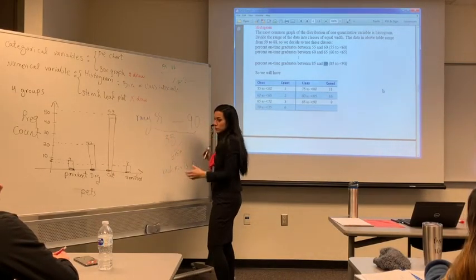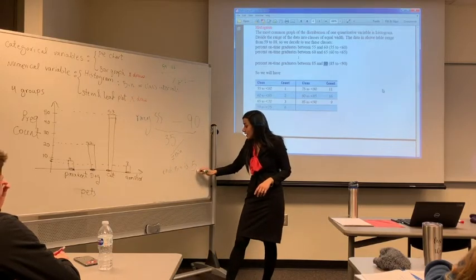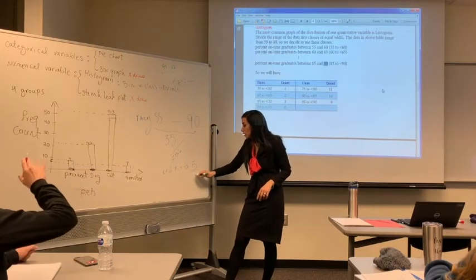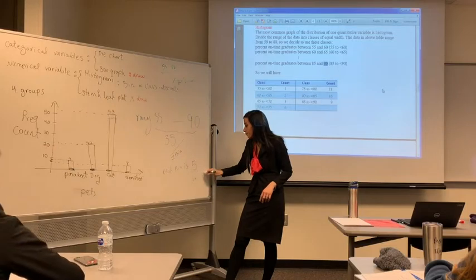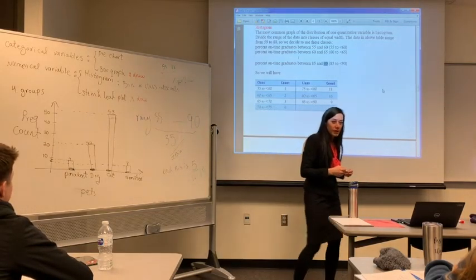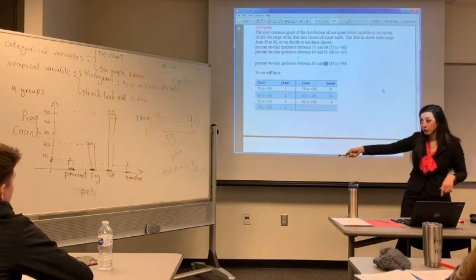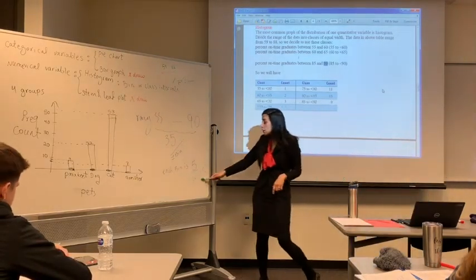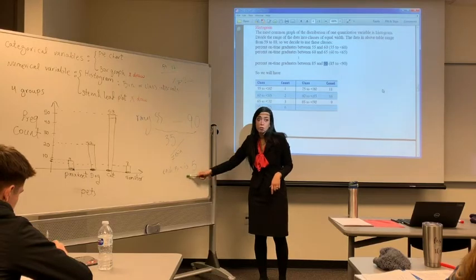What does the 5 represent? 5 is the length, or it goes up 5 each time. Yeah, the width for each class interval or bin. So now I want to talk about this one: the width or class interval for each bin.